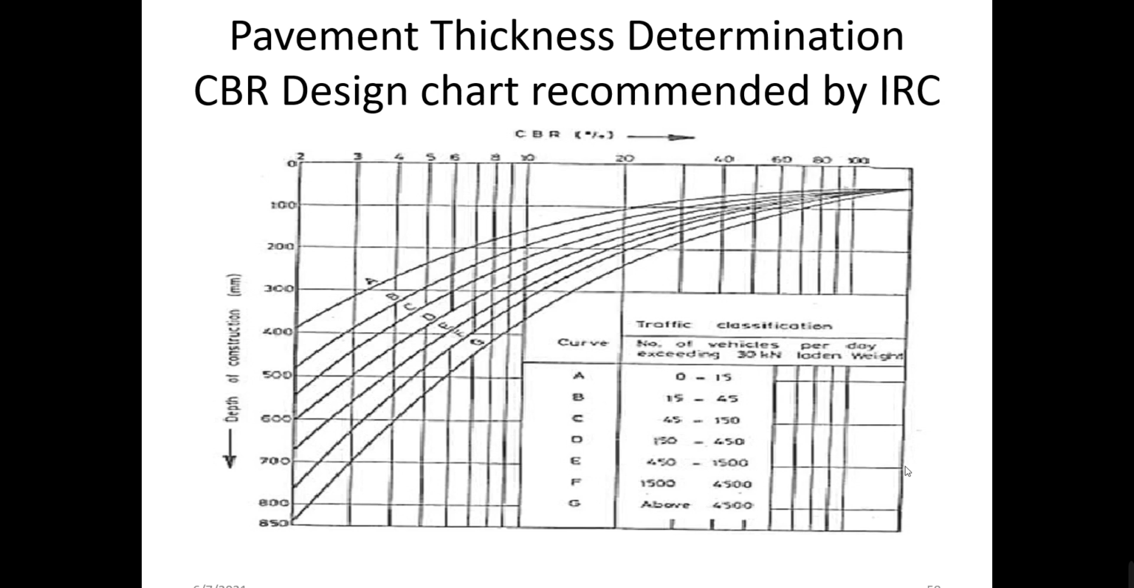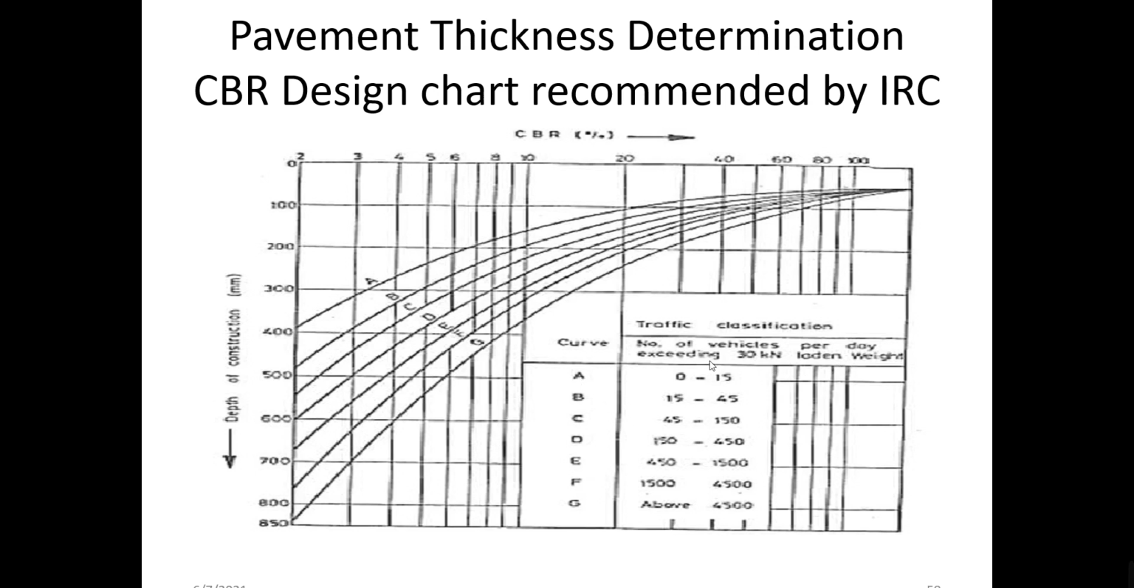But what the IRC recommendation has done is give the number of vehicles per day exceeding 30 kilonewton laden weight. So what is the difference? For all the vehicles that measure a load of 30 kilonewton or more, the total number of vehicles per day exceeding the weight of 30 kilonewton or more, the laden weight that is going to come over the road pavement, has been classified in terms of design curves A, B, C, D, E, F, G.